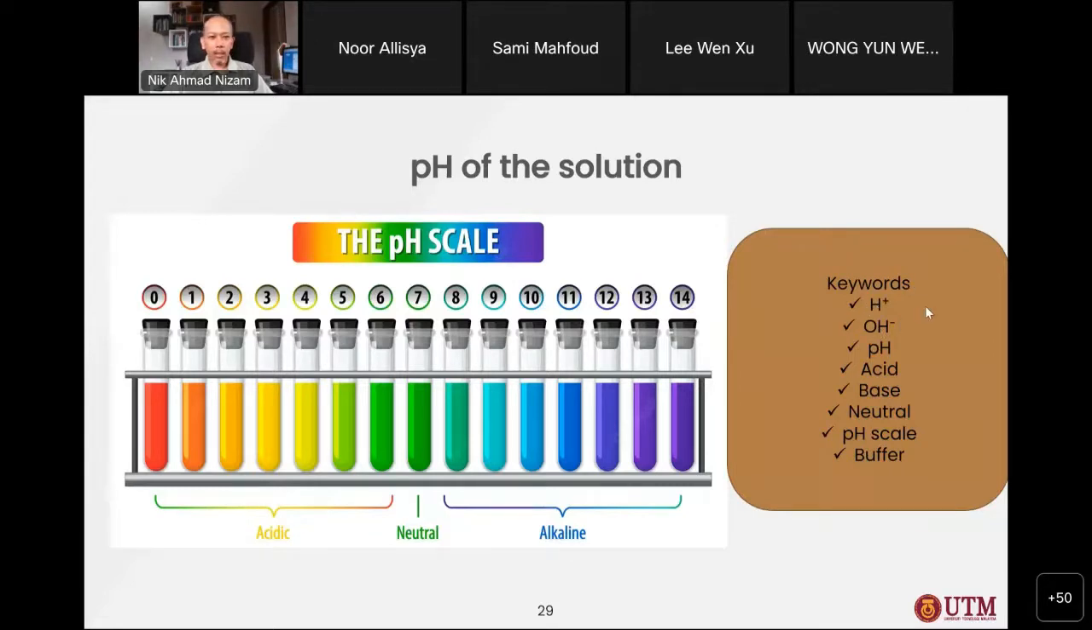understand. When you learn about pH, there is H plus or H minus, hydroxide, not hydroxyl. The keywords are pH, acid, base, or sometimes we call it alkali, neutral, pH scale, also buffer.